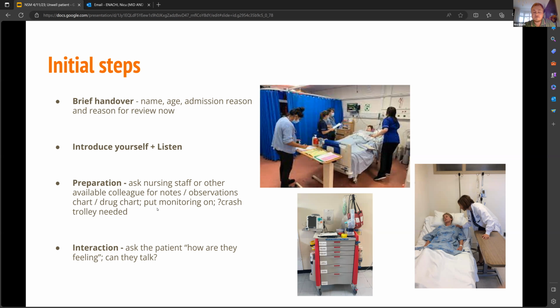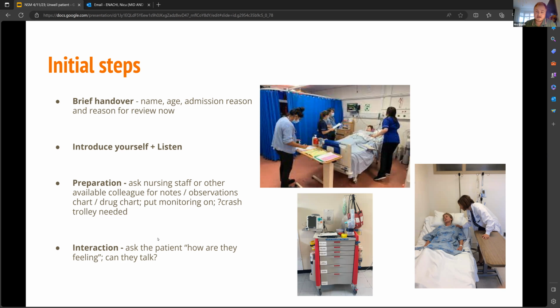And depending on the level of concern of the person who's asking you to review someone, ask, do you think the crash trolley is needed, which is this thing pictured here, which essentially will have all your ABCDE tools and the things to monitor and treat an unwell patient with. Then obviously you're going to approach your patient.